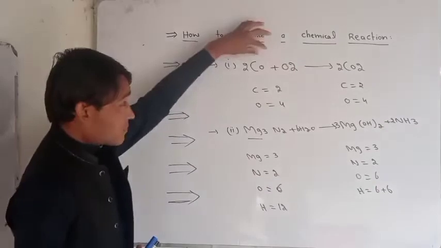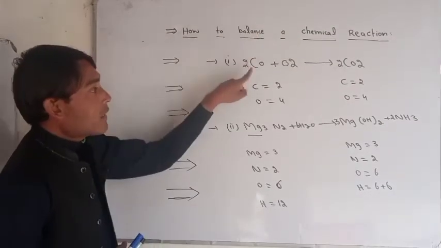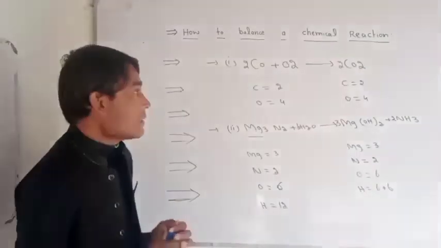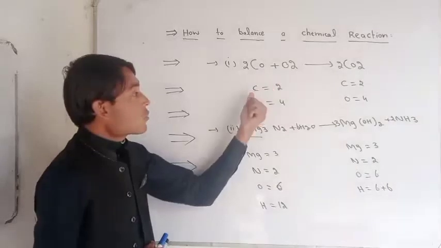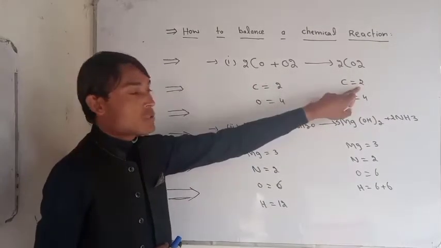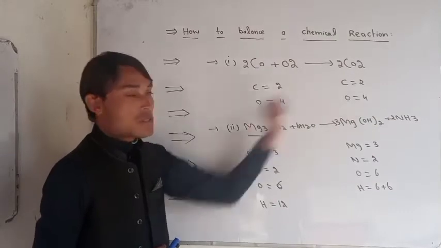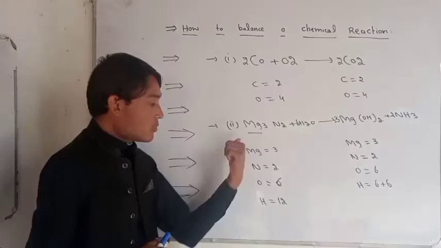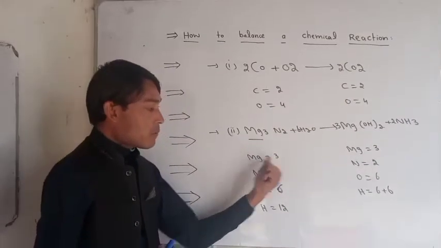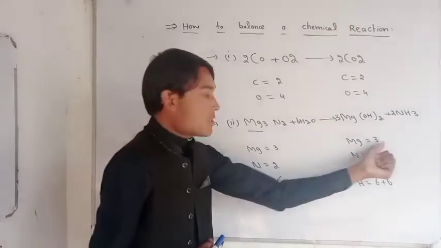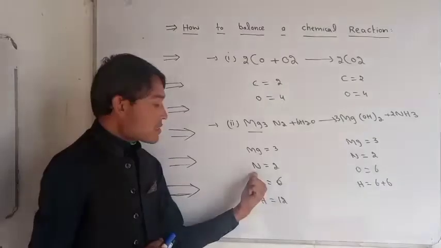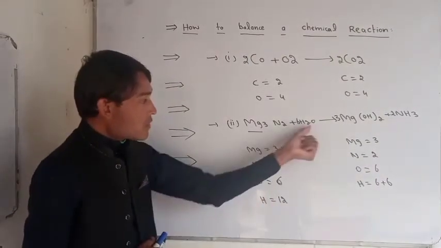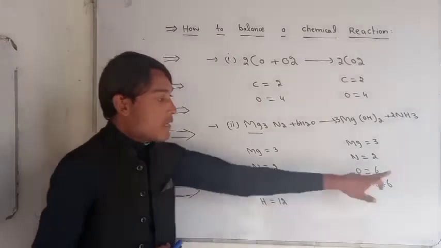And the first reaction: first I balanced the non-metal, which was carbon. The number of carbon here we got 2, and on the right side we also have 2, oxygen 4 and oxygen 4. In the second reaction, we have metals. First I balanced the metals: the number of magnesium is 3, and here also 3. Then I balanced nitrogen: the number of nitrogen is 2, here also 2, and the number of oxygen here is 6, and the next one also 6.